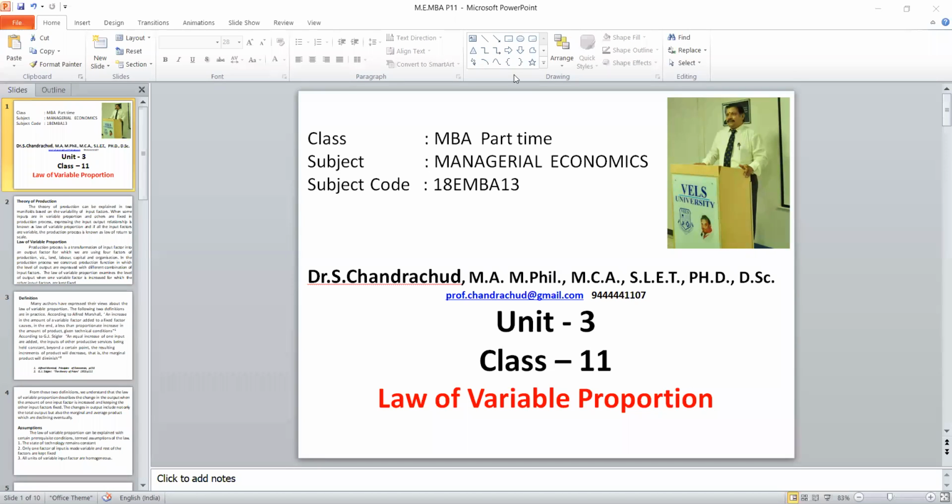In this class, I'm going to take one theory, theory of production. It is called law of variable proportion. You may ask why we have to study this. This law of variable proportion is nothing but analyzing the level of output when only one variable input is there. The rest of the input are fixed. What is the role of that particular input in the level of output? If you study, there is nothing but law of variable proportion.